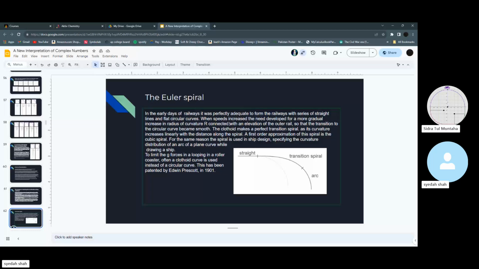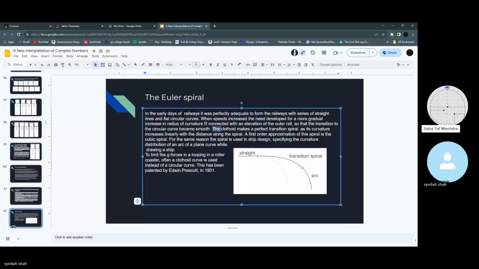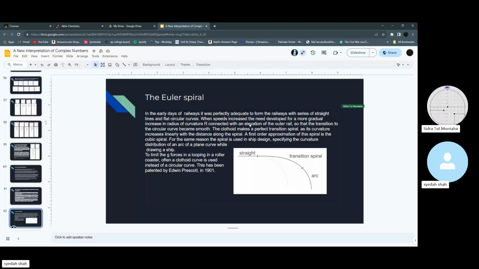Stay here and tell me, have you got this last line? Like this one, yeah, this one. Okay. Yes, I think so. So it just makes the curvature line increase with the distance.